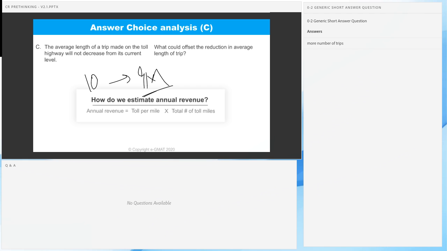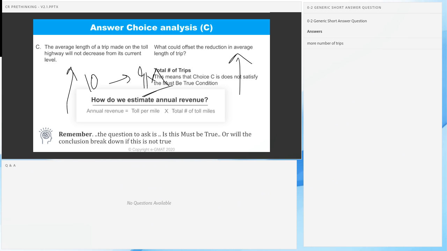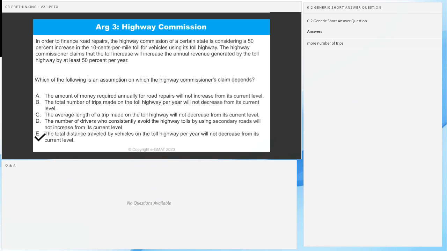More trips, yes. Maybe you have more trips. So again, while this is a strengthener, it's not an assumption. It's not a must be true. Okay. And the same thing with choice D.